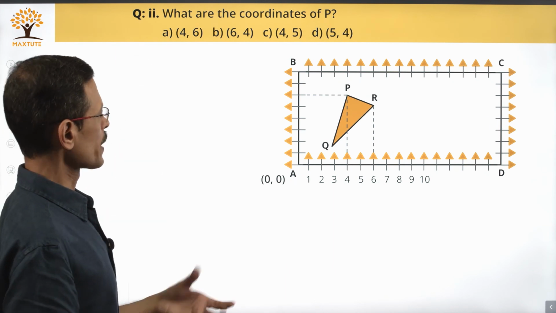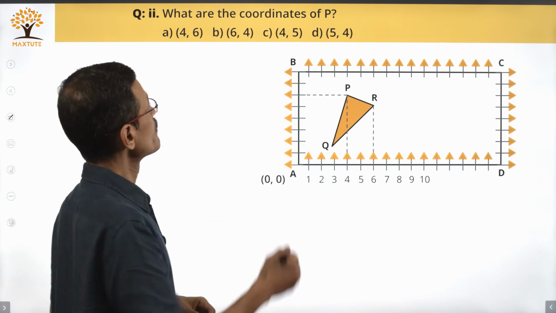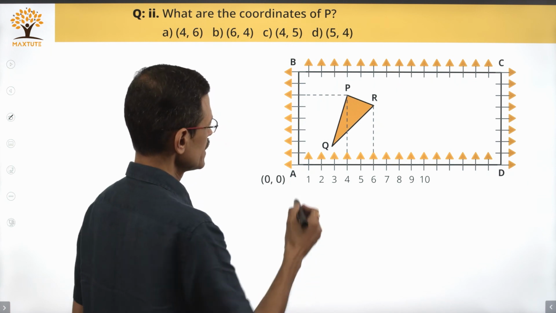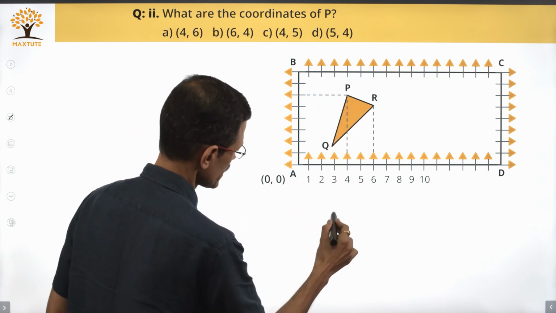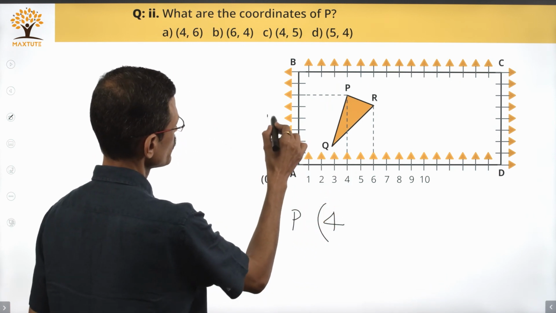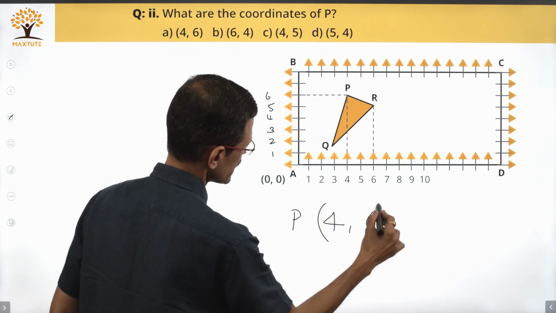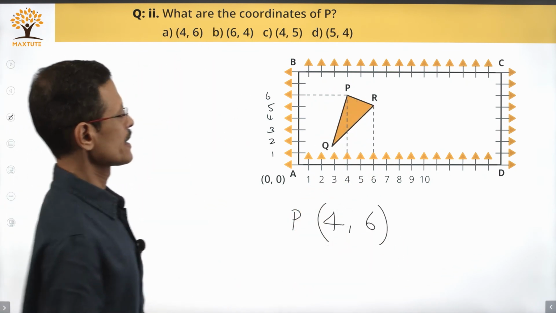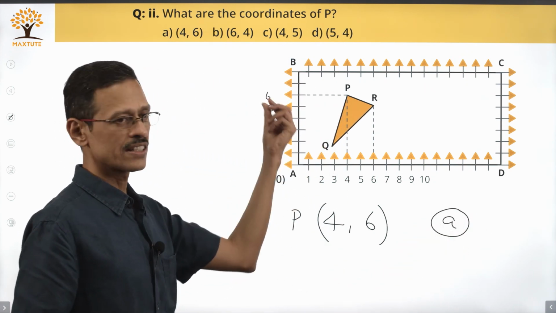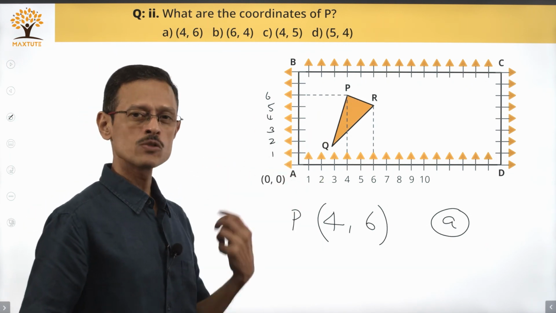What are the coordinates of point P if A is the origin? If A is (0, 0), we have to find the coordinates of point P. Let's move along the x direction to find the x coordinate: 1, 2, 3, 4. So 4 is the x coordinate of point P. Along the y direction, 1, 2, 3, 4, 5, 6. So the coordinates of point P are (4, 6). Answer option A is correct. Again, a very simple one. You just need to count, drawing horizontal and vertical lines parallel to the x-axis and y-axis, and you'll have the answer. Let's move on to part 3.